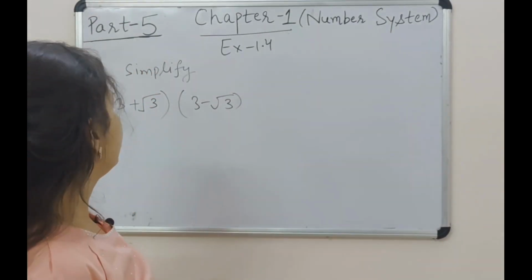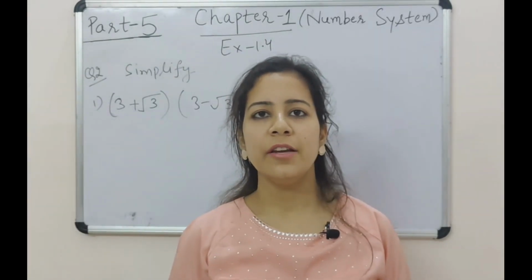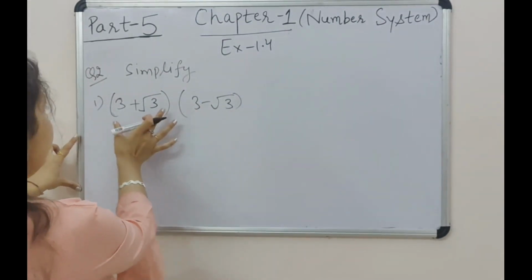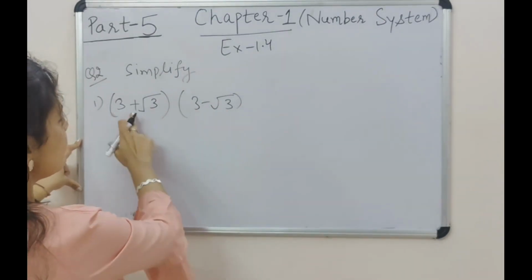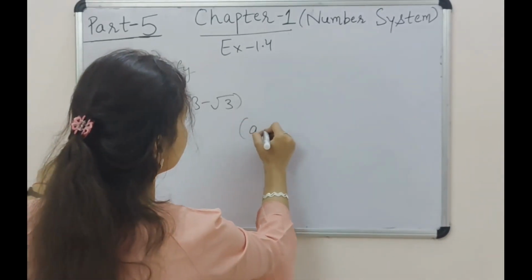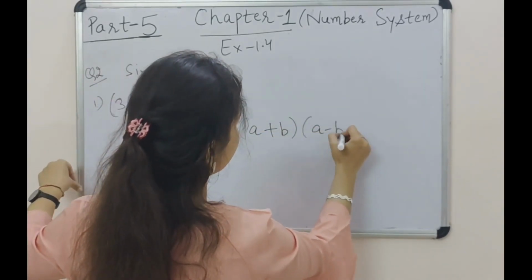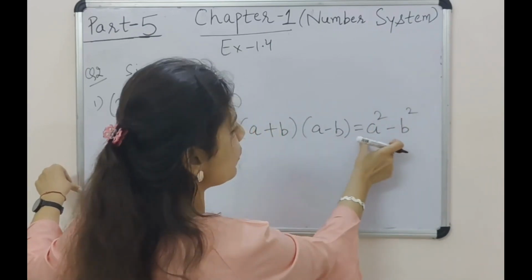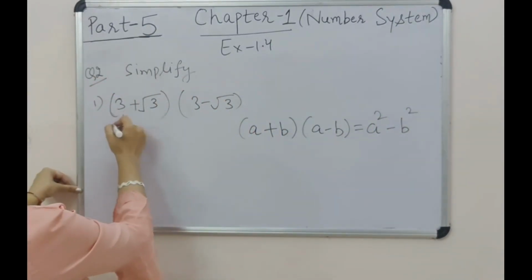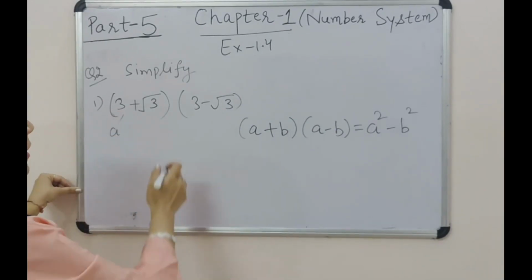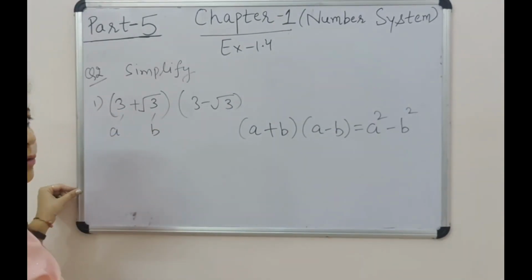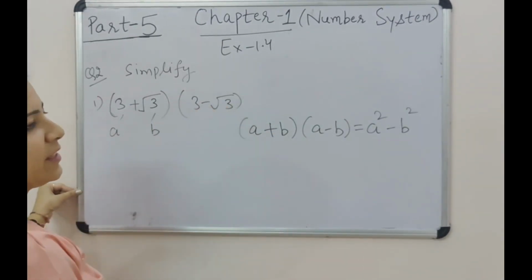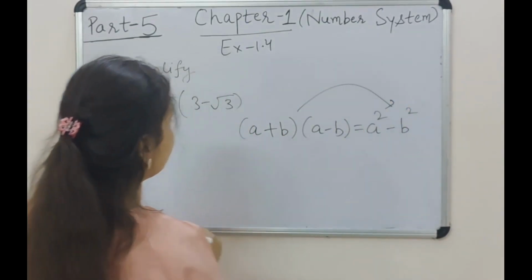And now you need to apply your thoughts and ideas. If you recall your algebraic expressions which you have done in lower grades, whenever you have the same terms multiplied and just the sign in between is changed, just recall this result, a plus b into a minus b. This property tells that this expression equals a square minus b square. So what is a over here? Your 3 is a and what is b? It's under root 3. So we have the left hand side provided to us, a plus b into a minus b, which is going to equal your right hand side.